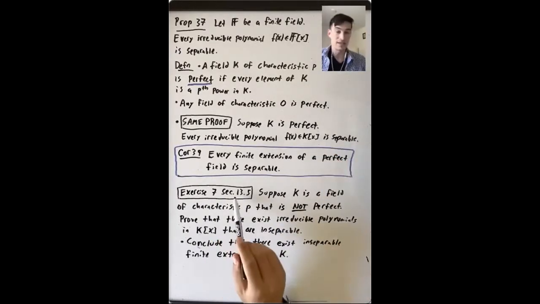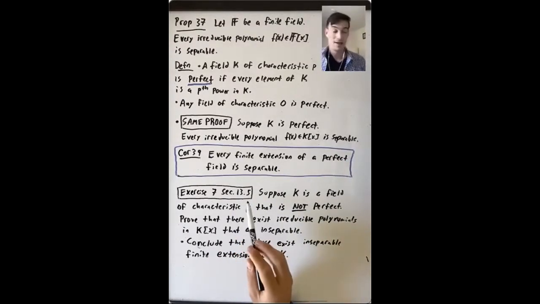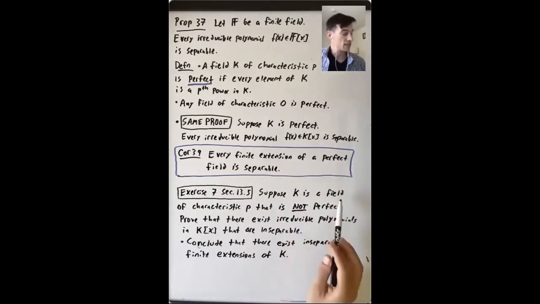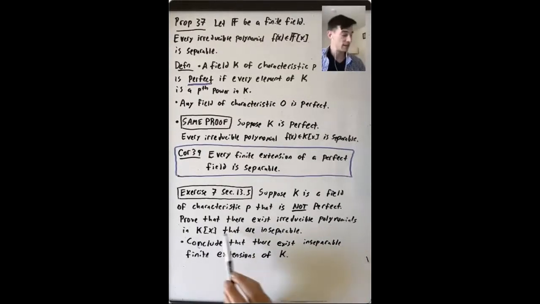So exercise 7 in section 13.5 addresses this issue. And it shows that this is the best that you could hope for. If you suppose that k is a field of characteristic p that is not perfect, then you prove that there exist irreducible polynomials in k[x] that are not separable. And as a consequence, take some element that has one of these inseparable irreducible polynomials as its minimal polynomial, you can conclude that there exist inseparable finite extensions of k.